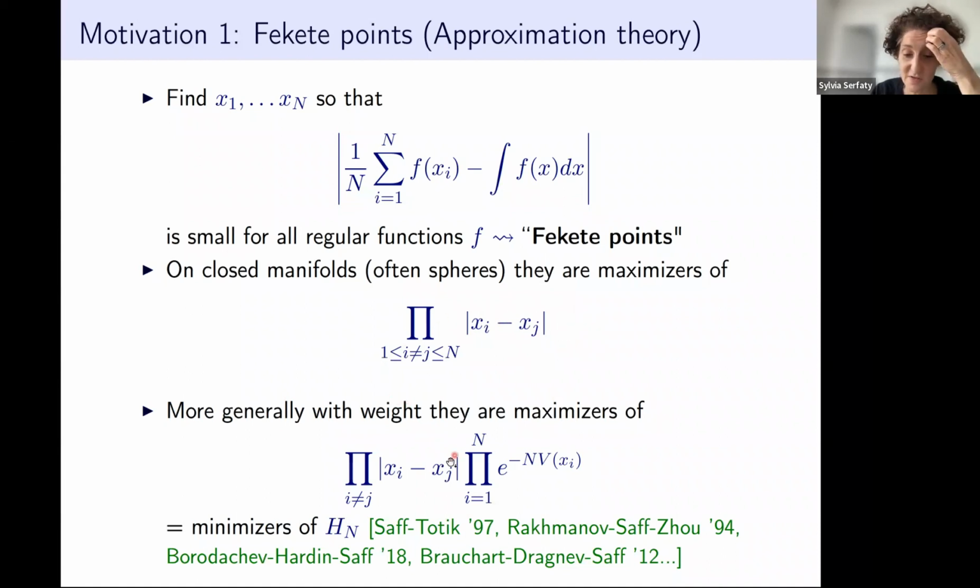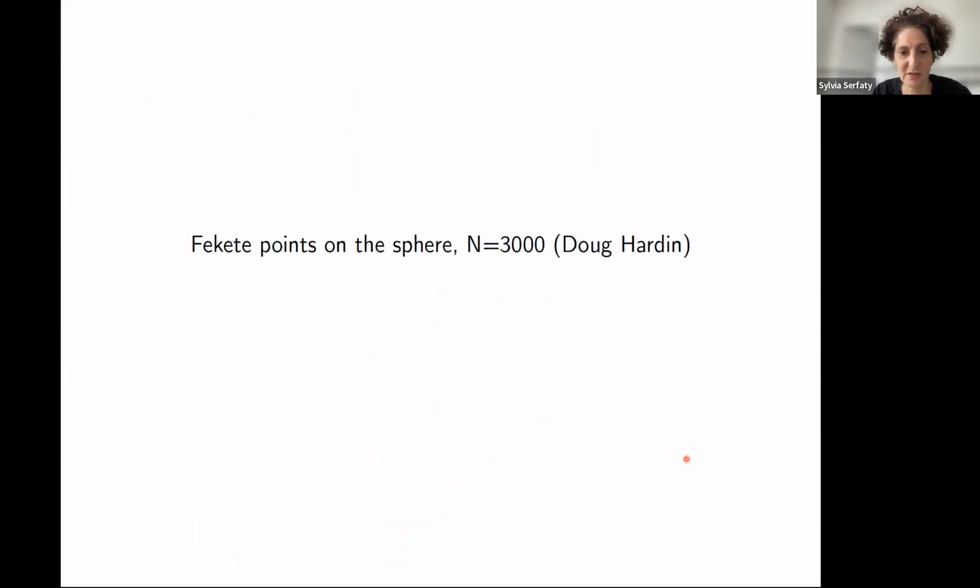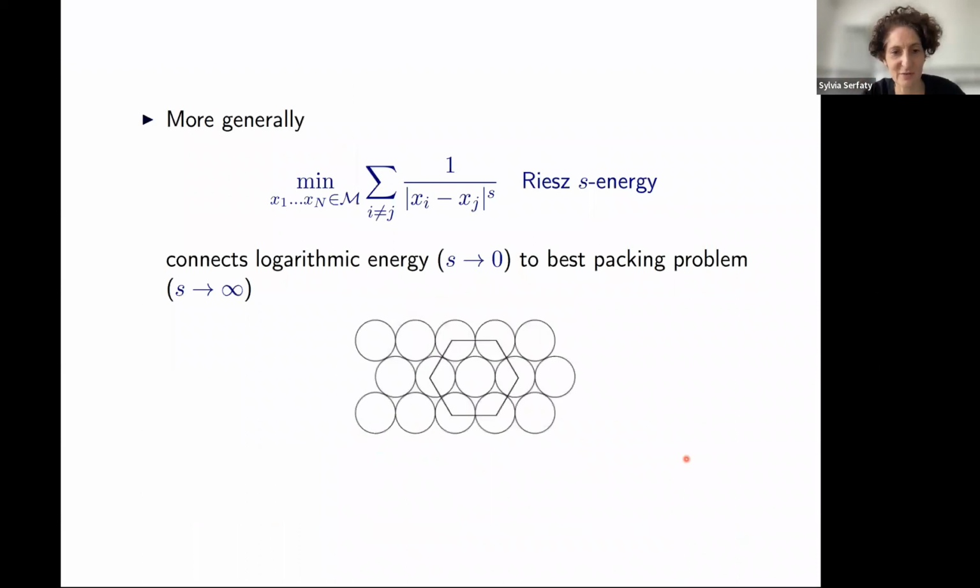And people study these things with weights, right? Like an exponential weight here. And then if you take the log of this, you're trying to minimize exactly the same interaction energy plus confinement potential. So there's a large literature on this in the approximation theory community. So this is a picture that doesn't work.